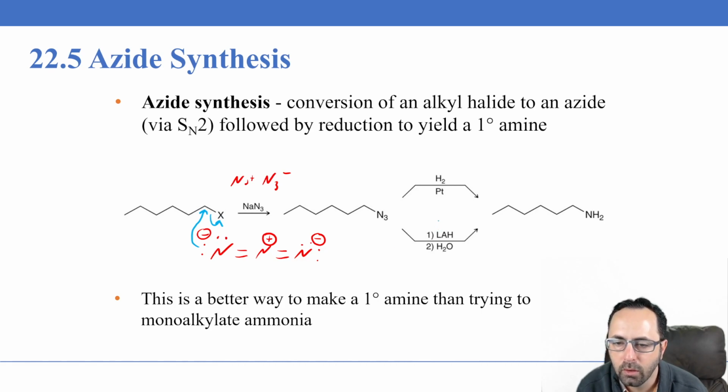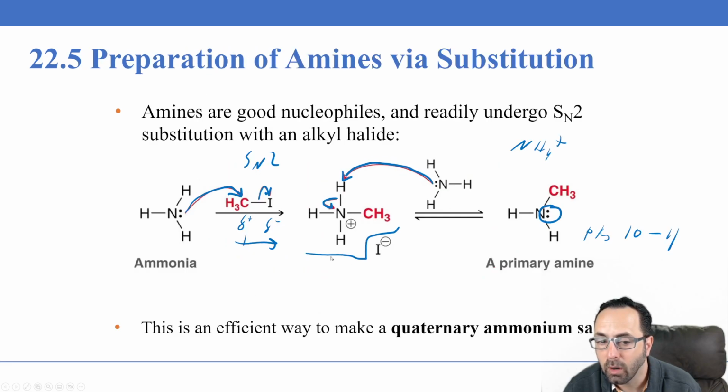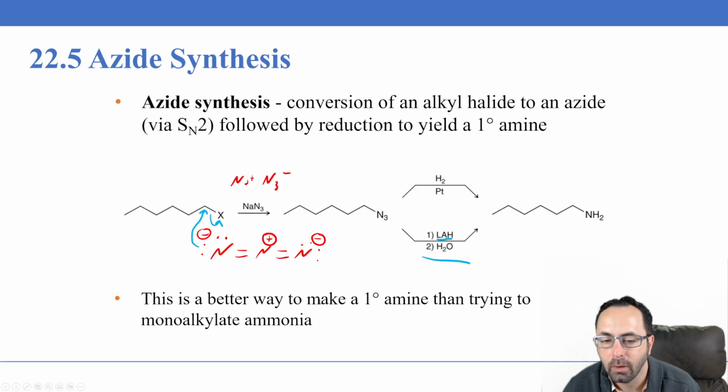And then we can reduce with either hydrogen with a platinum catalyst or lithium aluminum hydride. Either of those 2 reducing agents will reduce us to the amine. Remember, lithium aluminum hydride being the softer reducing agent here. And so this will be one of the better ways to make a primary amine, because again, if we go and try to do it this way, we're probably not going to get the primary amine we want. Instead, we're going to get a quaternary ammonium salt, especially if we have an excess of the reactant.